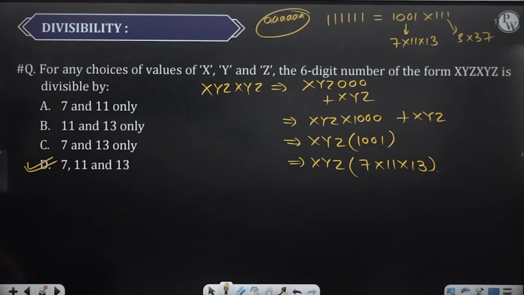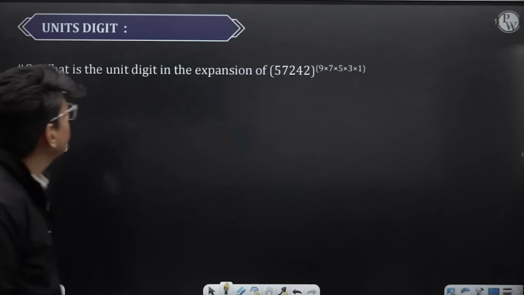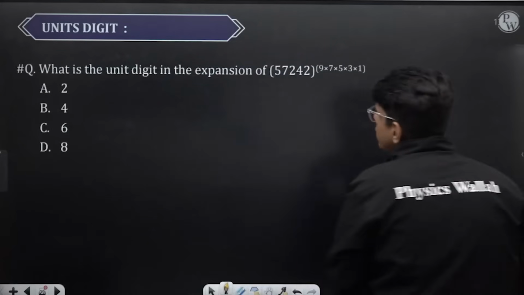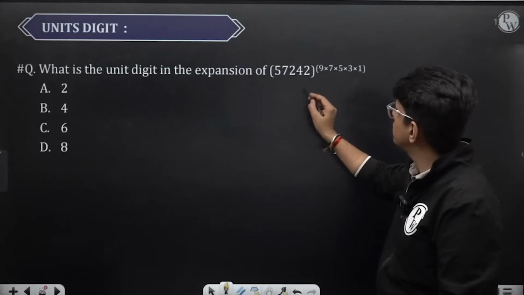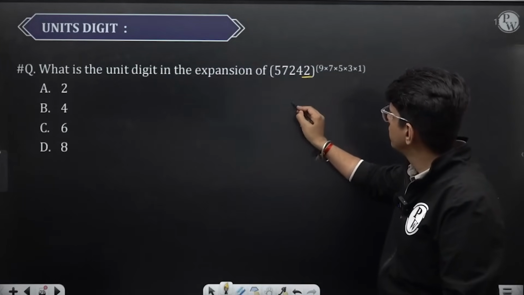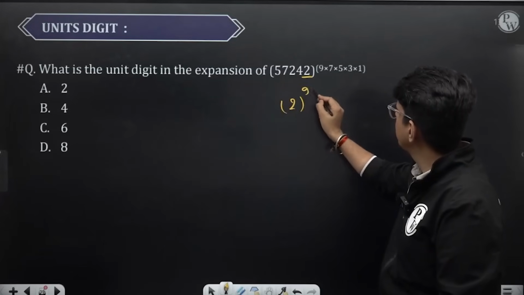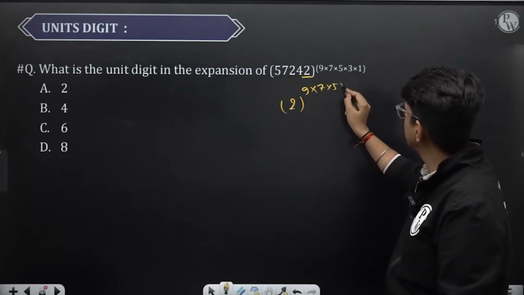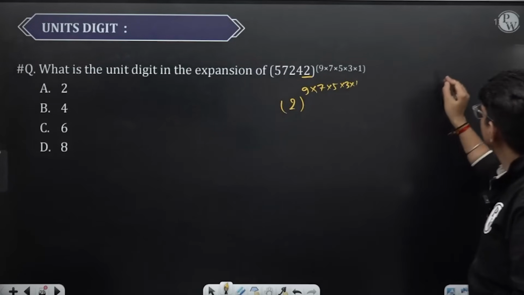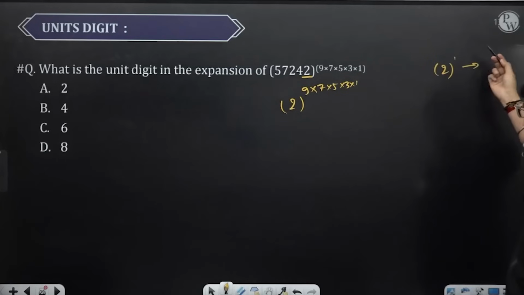Okay, next. What is the unit digit in the expansion of this? So for the unit digit in the expansion of this, we have to focus on this only. So 2 to the power 9 into 7 into 5 into 3 into 1. Now 2 to the power 1, I am talking about the unit digit only. So unit digit is 2.